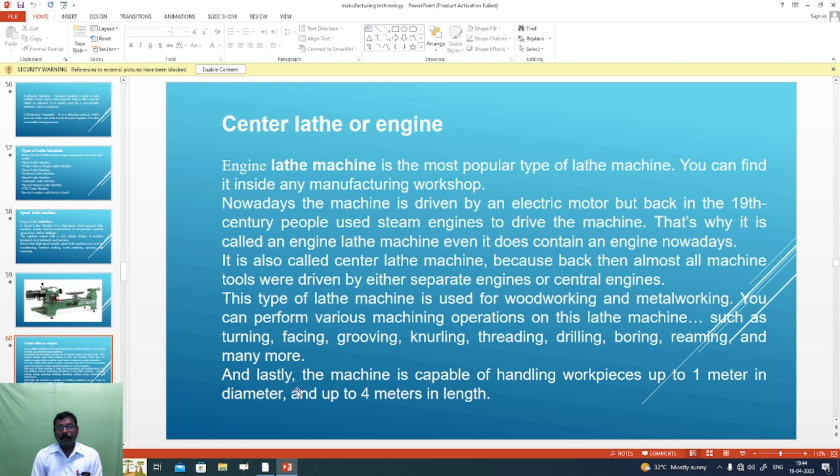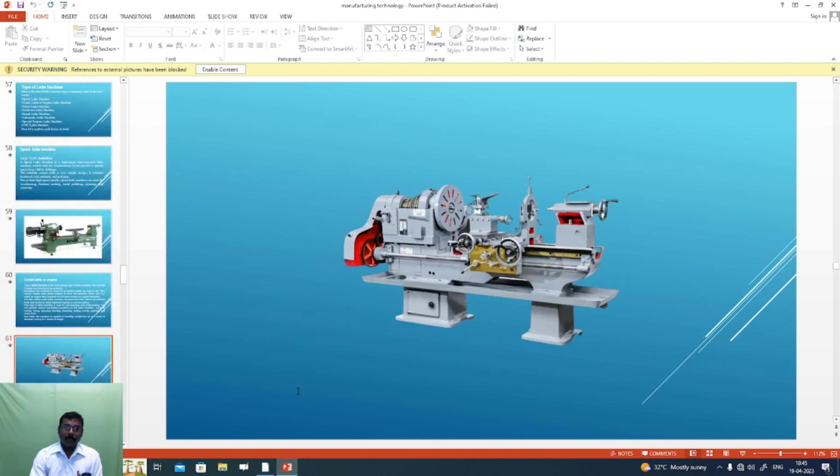This type of lathe machine is used for woodworking and metalworking. You can perform various machining operations on this lathe machine, such as turning, facing, grooving, knurling, threading, drilling, boring, reaming and many more operations. And lastly, the machine is capable of handling workpieces up to 1 meter in diameter and up to 4 meters in length. This is a diagram of the lathe.